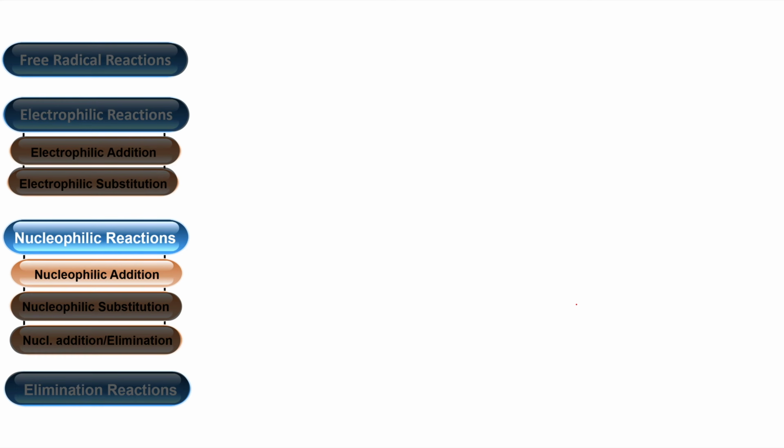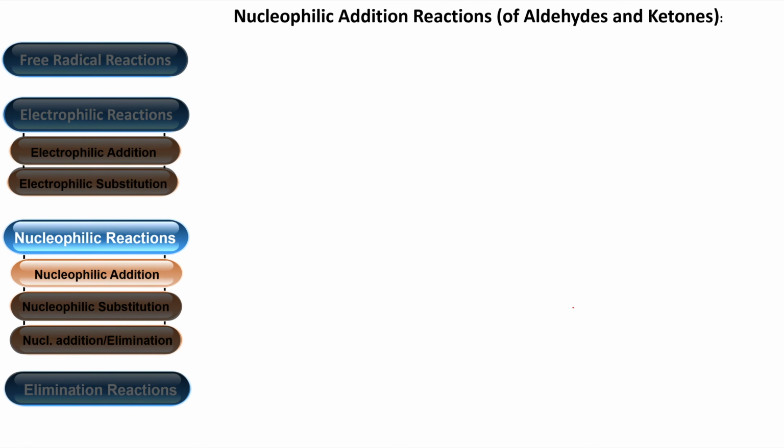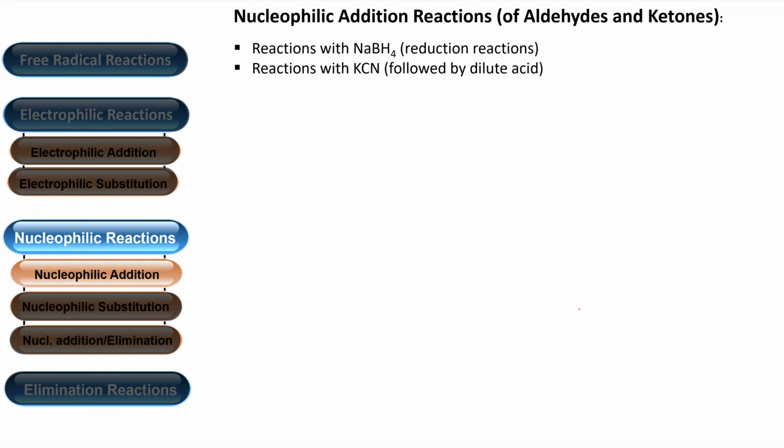Okay, so now look at the first type of nucleophilic reaction, which is called the nucleophilic addition reaction. We'll talk about the nucleophilic addition reactions of aldehydes and ketones. We'll look at two examples, reactions with NaBH4, which is a reduction reaction, and reactions with potassium cyanide. So let's start with reactions with NaBH4.